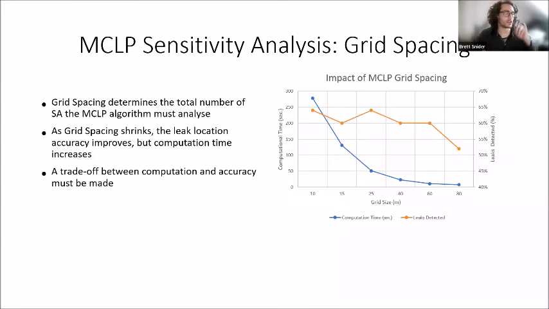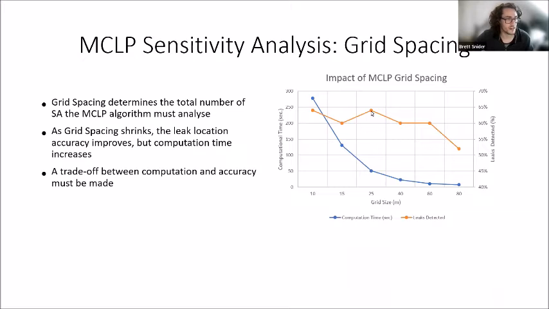So the first thing we wanted to do is provide a sensitivity analysis on the maximum coverage location parameter values. Specifically here, we're looking at the grid spacing. As I mentioned before, we wanted to generate a large number of possible locations for the centers of the search areas. So we generate a grid, and as the grid size becomes larger, the spacing between these centers becomes larger. Therefore, fewer search areas are analyzed, but the accuracy decreases.